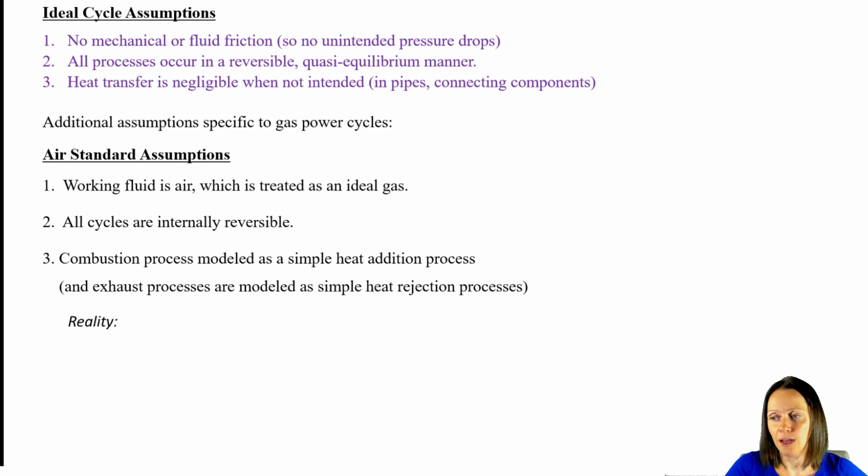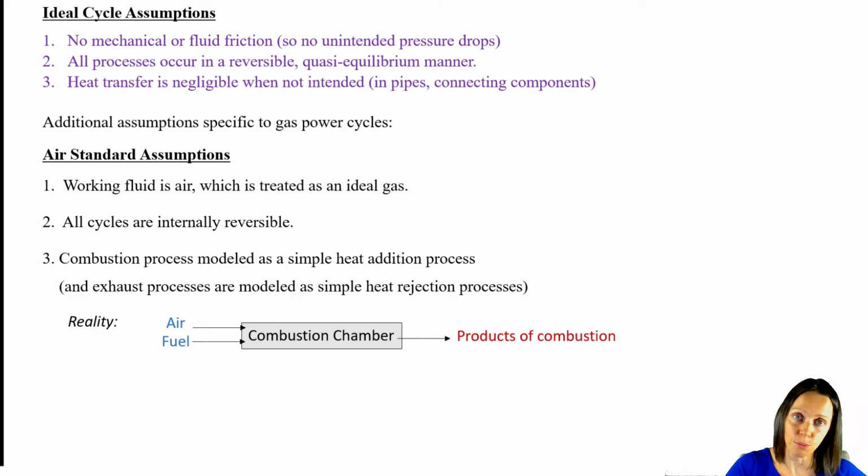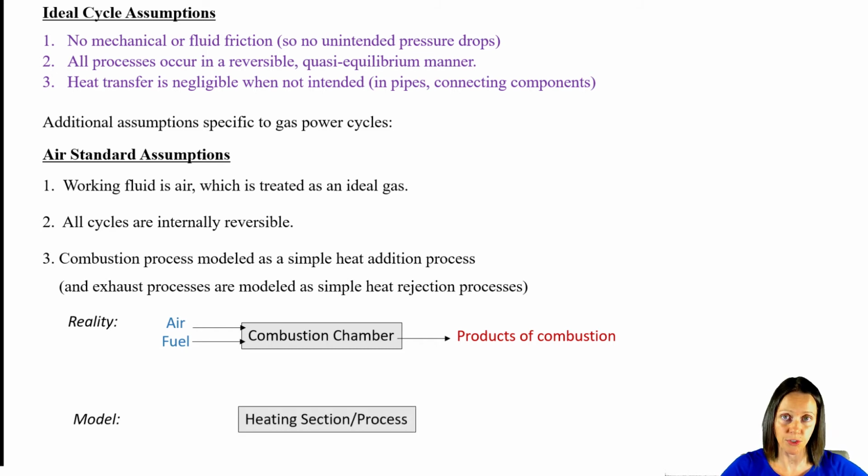But what we need to know now is, in reality, you've got a combustion chamber, with air coming in and fuel coming in, there's a combustion reaction, and what comes out are the products of combustion, which are not air and fuel anymore. So we're going to simplify things and just consider a heating section within our cycle. We've got air coming in, we add some heat, and it comes out as the same air at some higher temperature, and that's it. You could flip it around for the exhaust process: you have a Q out instead of a Q in.